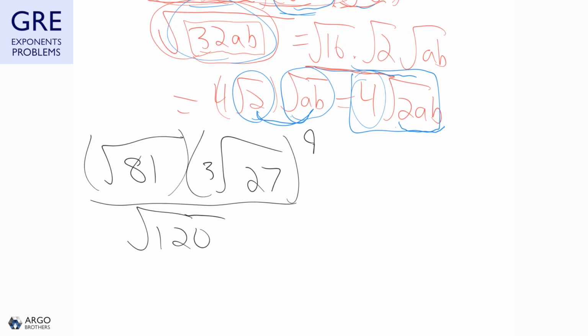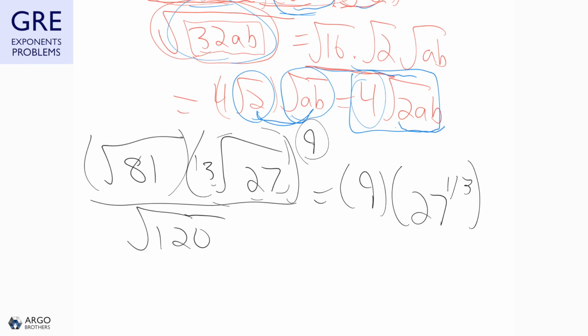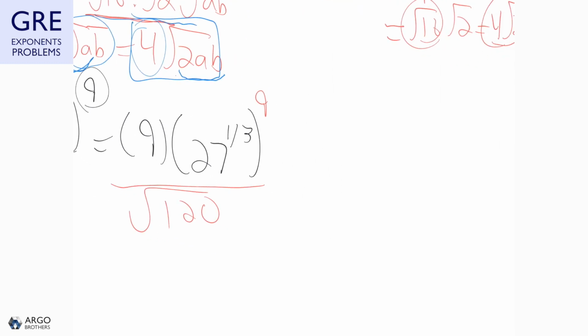We have the square root of 81, which we know will be 9. The cube root of 27 is going to be 3, and 3 to the 9th power is some number. But we can do better than that. We know that the cube root of 27 is actually 27 to the 1/3, which I explained in the previous video. You just take whatever root it is and reciprocate it, just like the square root of 4 is 4 to the 1/2. So the cube root of 27 is 27 to the 1/3. But don't forget that 9 that we have on top, and now we divide it by the square root of 120. All right, great.